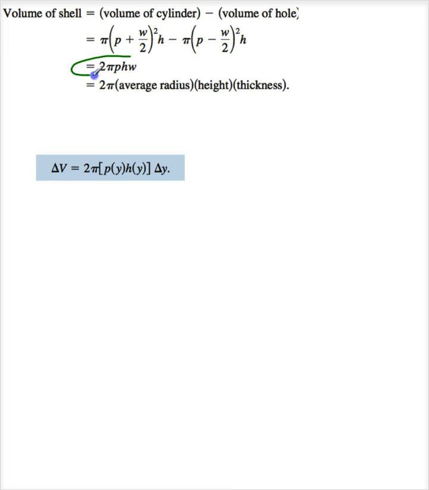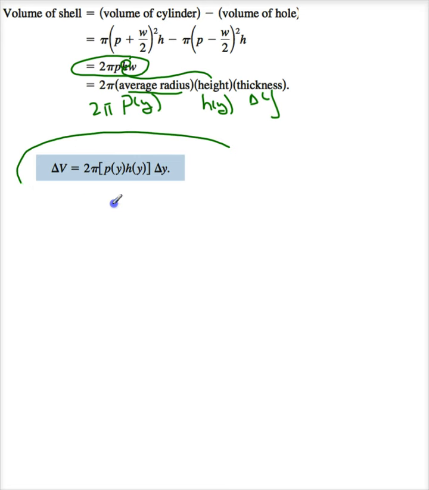And so I wind up with, when you simplify this, 2 pi p h w, where p is the average radius, h is the height of the rectangle, and w is the thickness. Now, the way we've been describing this, the thickness is clearly, in this example, delta y. The height we're going to call h as a function of y. And then for the average radius, we're going to use p of y instead of r, all times 2 pi. So the volume of my shell here is a very straightforward formula.